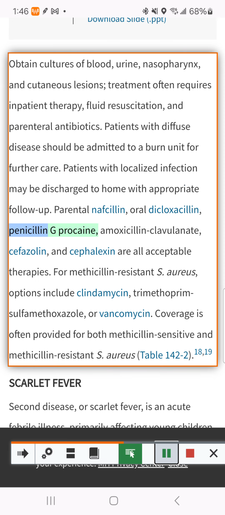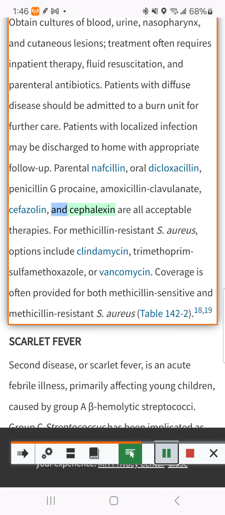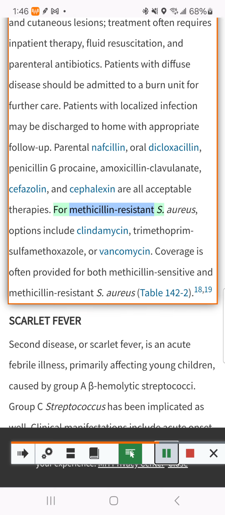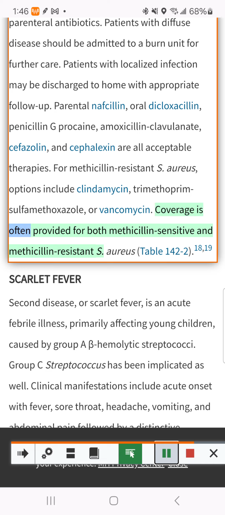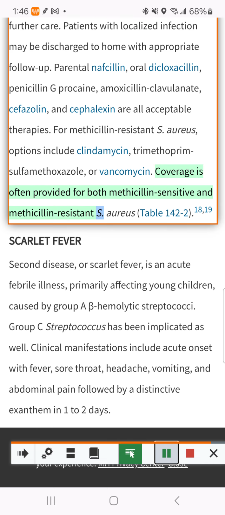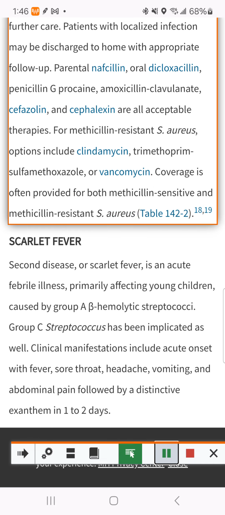Parenteral nafcillin, oral dicloxacillin, penicillin G procaine, amoxicillin-clavulanate, cefazolin, and cephalexin are all acceptable therapies. For methicillin-resistant Staphylococcus aureus, options include clindamycin, trimethoprim-sulfamethoxazole, or vancomycin. Coverage is often provided for both methicillin-sensitive and methicillin-resistant Staphylococcus aureus. Table 142-2.